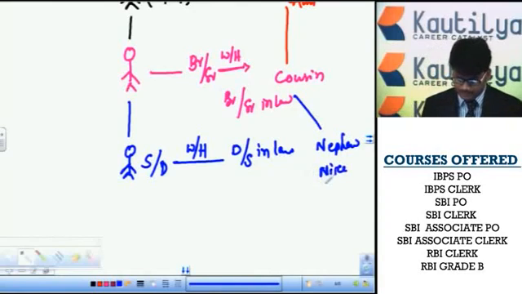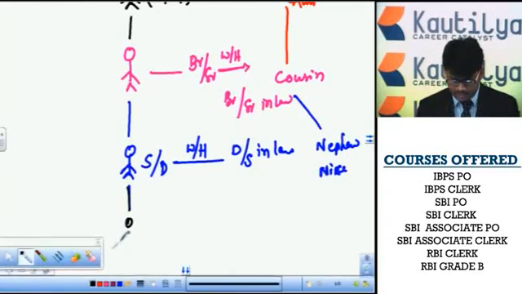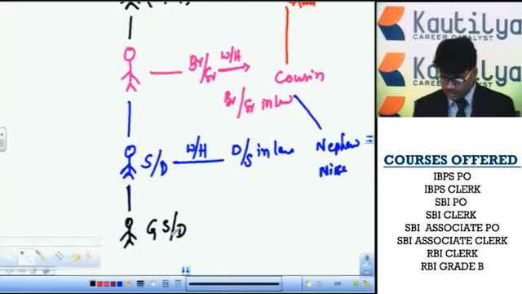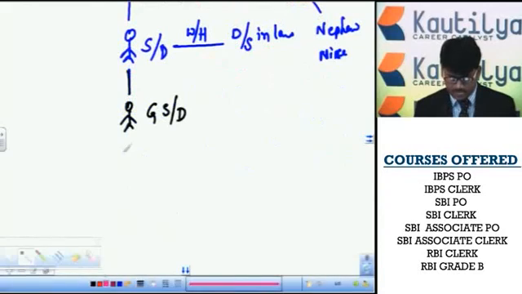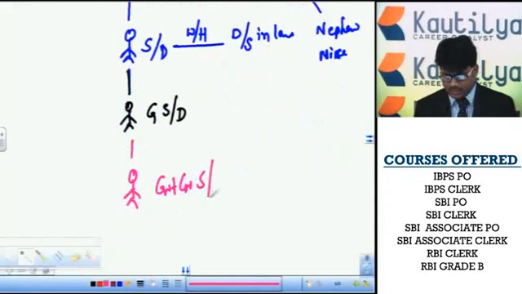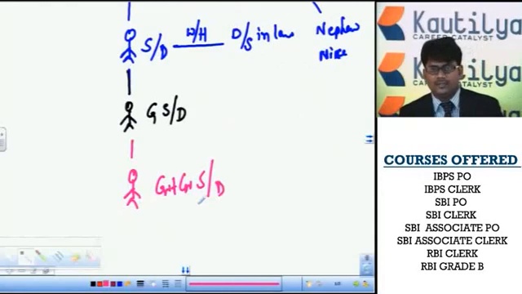Next, this person's child is called a grandchild. Grandchild means grandson or granddaughter. If the same person's child is called great grandson or great granddaughter. These are the relations we have to take from our downward manner.